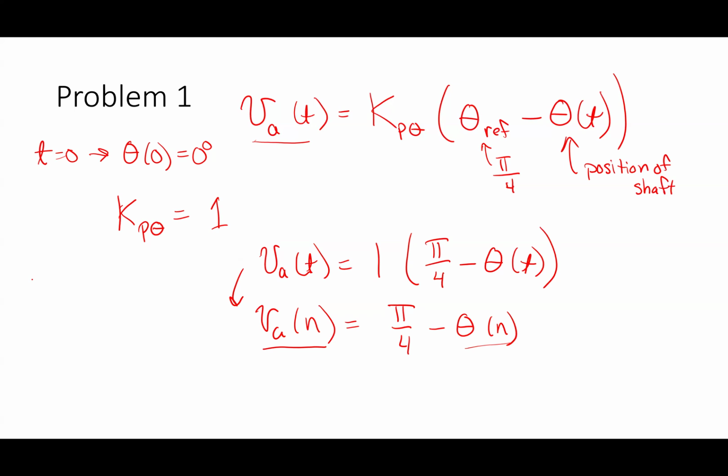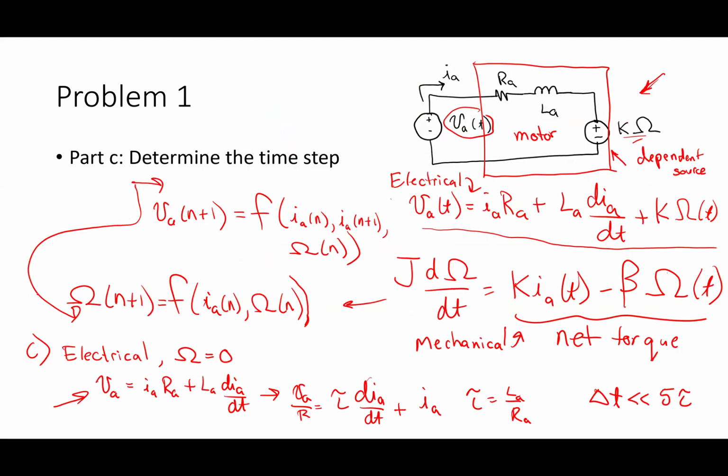You have an equation for IA of n plus 1. I gotta be careful. I'm going to make sure I didn't say this wrong. I said this wrong earlier. I just realized that.